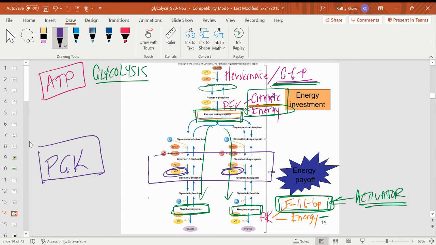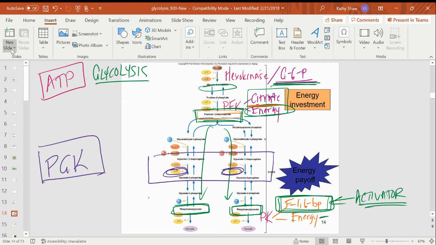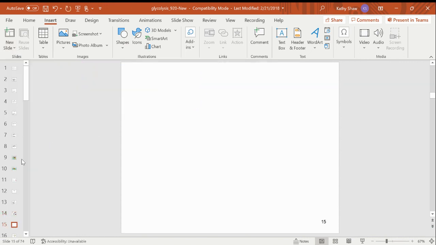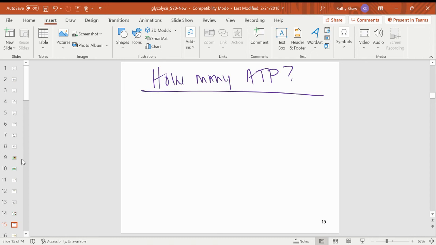Then the other thing with glycolysis that you need to know is how many ATP. So let's go back and talk about how many ATP questions for a second. To answer a how many ATP question, there's certain pieces of information you need. So the first one is per what?